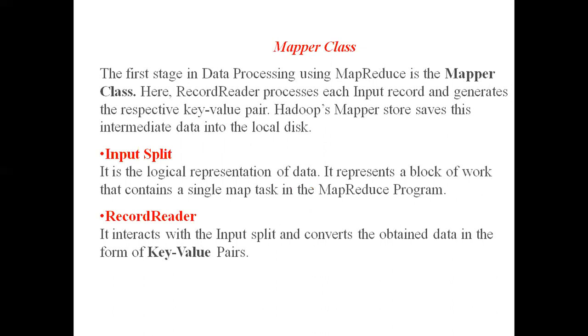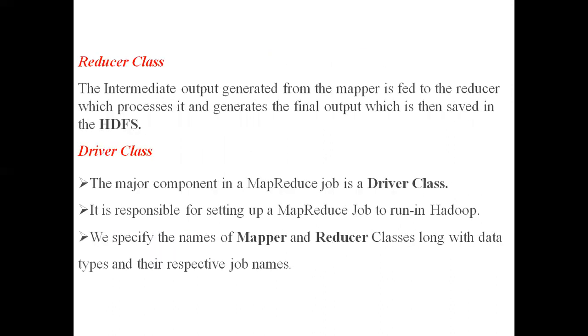Internally, the mapper class will contain the input split and record reader. The input split will split the given file into smaller files. Then the record reader will convert the data in the input split into the form of key, value pairs. The reducer class is for reducing the data given by the mapper class.